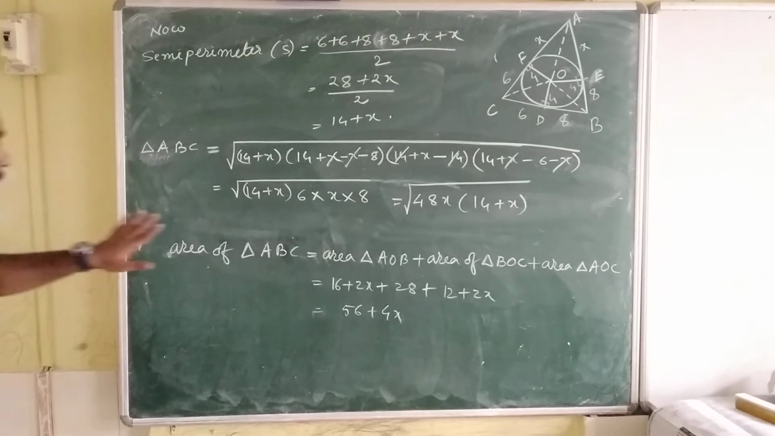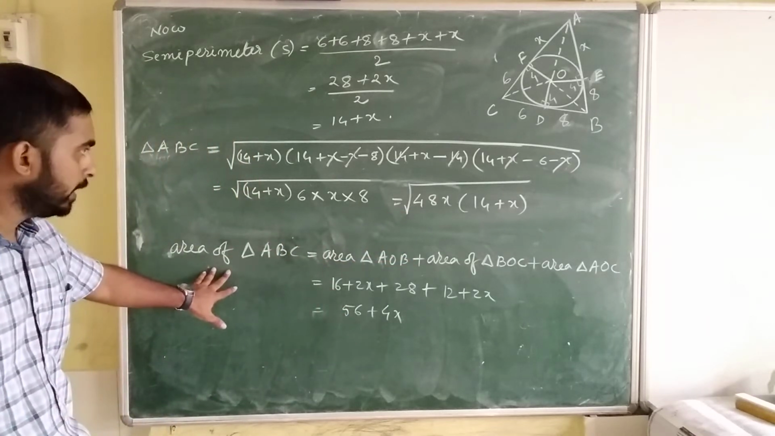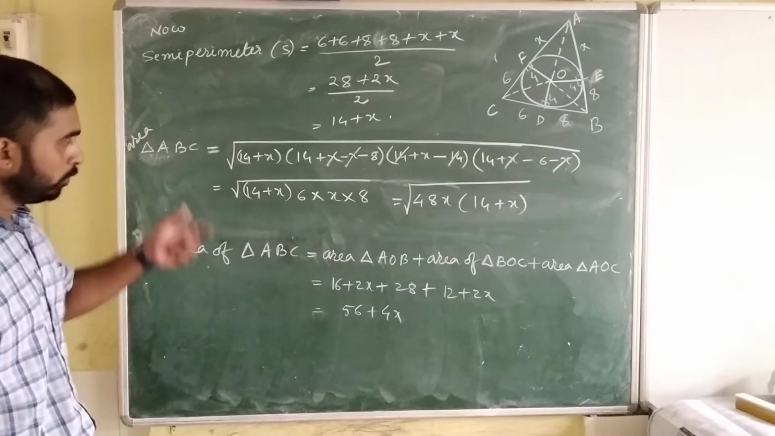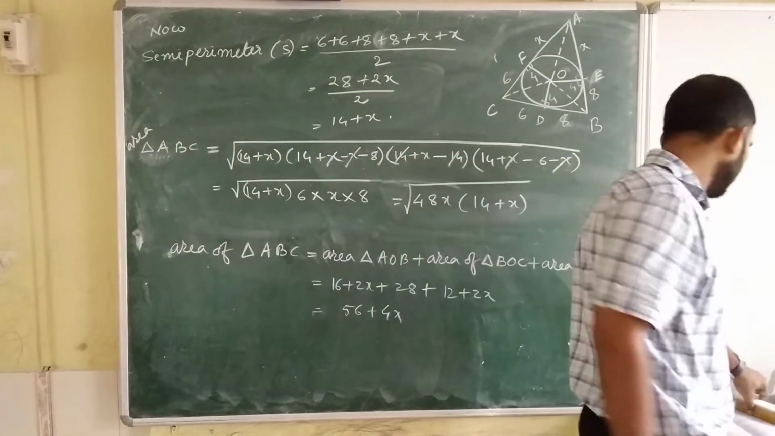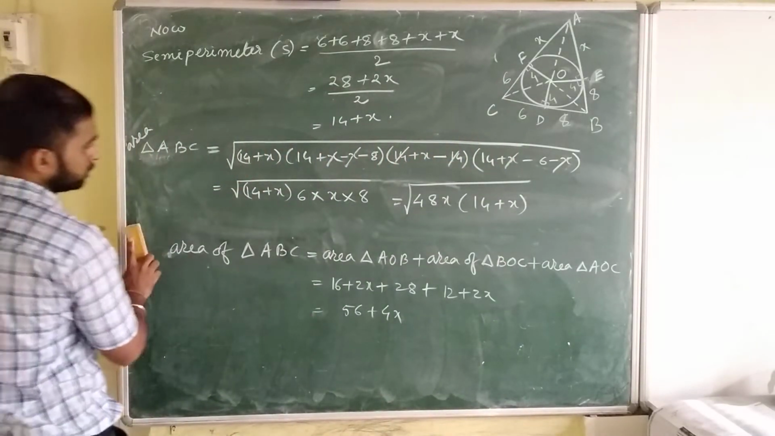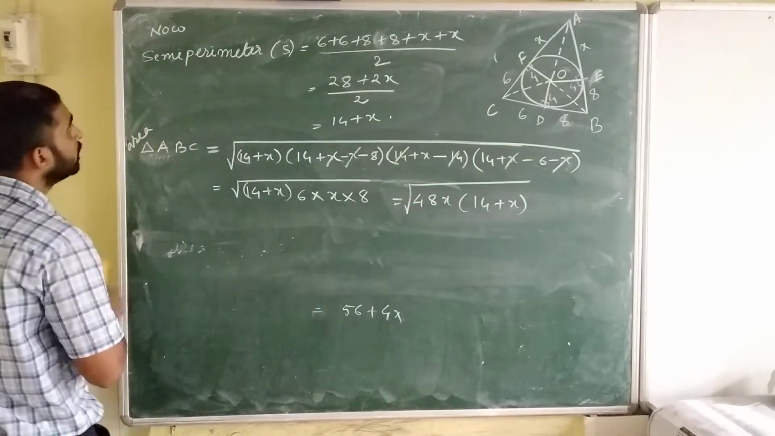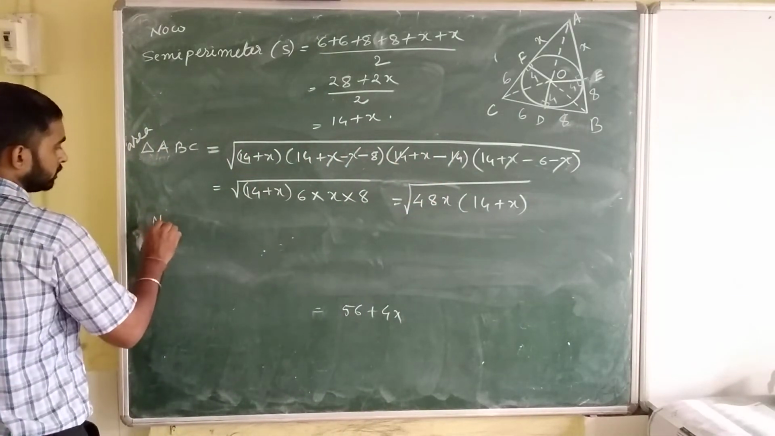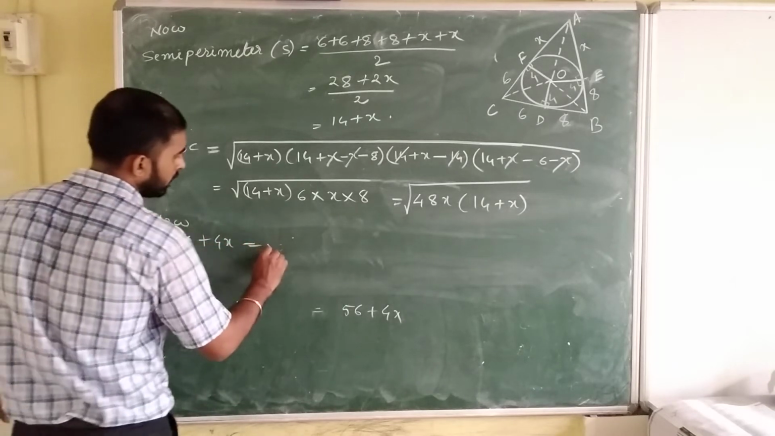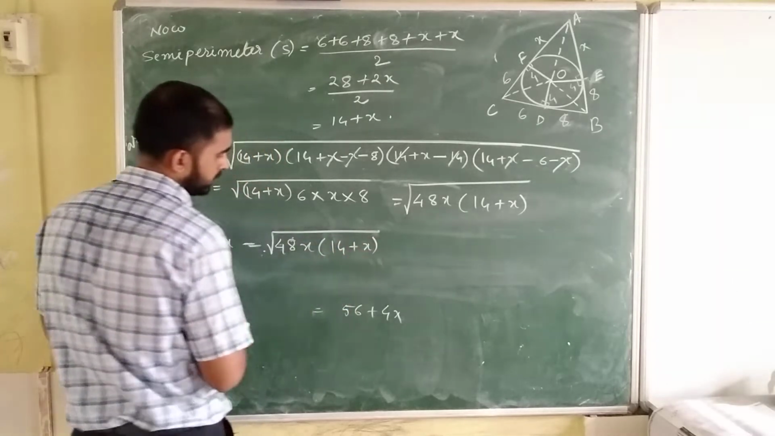Now compare these two. Means this is the area of triangle ABC. This is also the area of triangle ABC. So now we will compare them. Now 56 plus 4x equal under root 48x within bracket 14 plus x.